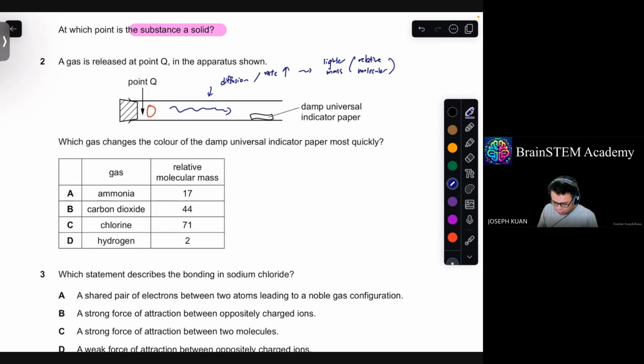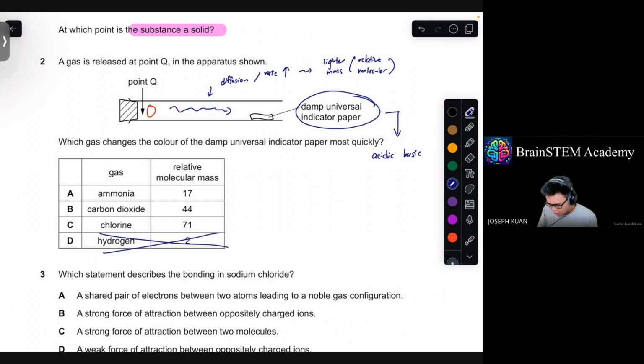All right, so the most likely answer, although it seems like D, hydrogen gas, but this is about a universal indicator paper. This is affected by the nature of the gas, whether it's acidic or basic. So neutral gas will not have an effect. So this is a trap. Hydrogen gas will not change the color despite it diffusing the fastest.